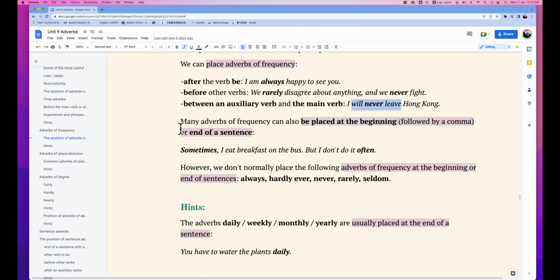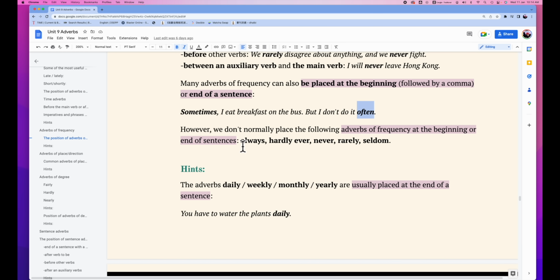Besides, many adverbs of frequency can also be put at the beginning or at the end of the sentence. When you're putting it at the beginning of a sentence, follow with a comma. Like this: Sometimes, I eat breakfast on the bus, but I don't do it often. The word often is put at the end of a sentence, so we don't need a comma.